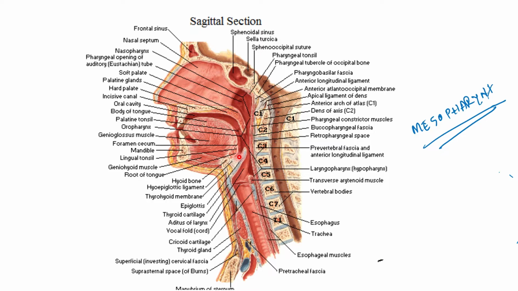The posterior or dorsal wall of the oropharynx is at the level of the C2 and C3 vertebrae, which are separated from the pharynx by the retropharyngeal space. So the posterior wall of the oropharynx is related to the second and the third cervical vertebrae, as well as the retropharyngeal space.